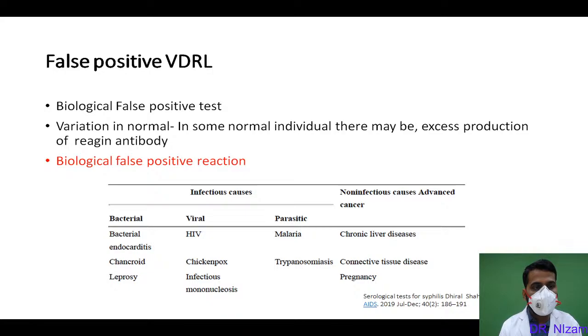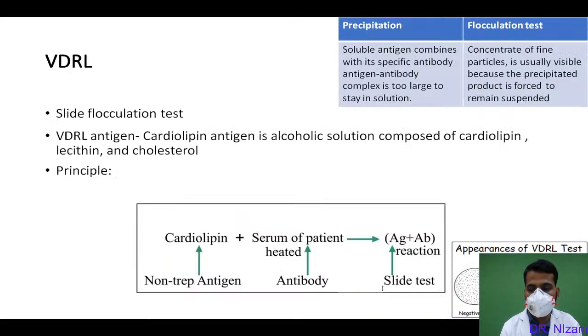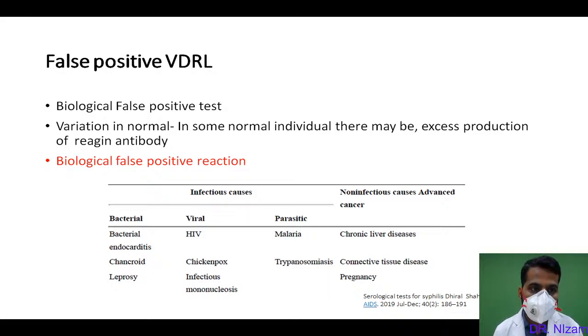Coming to the result, this is the negative result, and that is the positive result with precipitation, that is flocculation. Coming to the false positive VDRL, we all know that false positive results happen in VDRL, that is biological false positive result. What is biological false positive? It is a variation in the normal. In some normal individuals, there may be excess production of reagin antibody. So that is called biological false positive, that is in normal individuals.